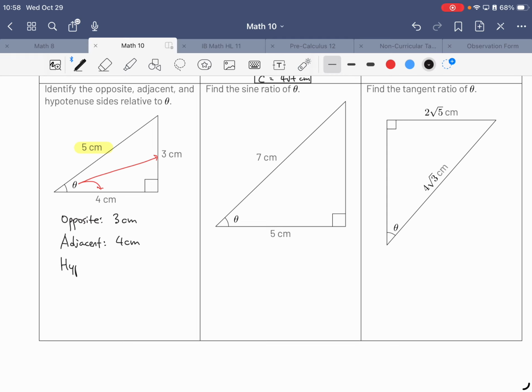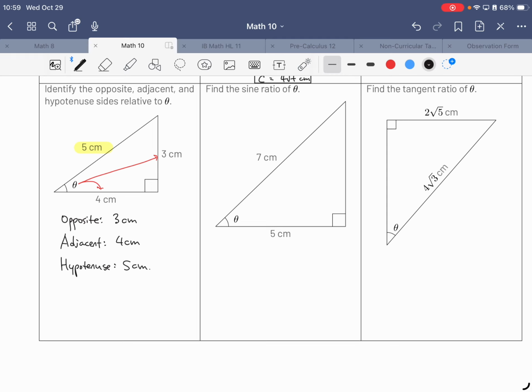And finally, the hypotenuse is simply the longest side of the triangle. So the hypotenuse is 5 centimeters. Hopefully that's super easy for everyone. Let's move on to the second question. Find the sine ratio of theta.